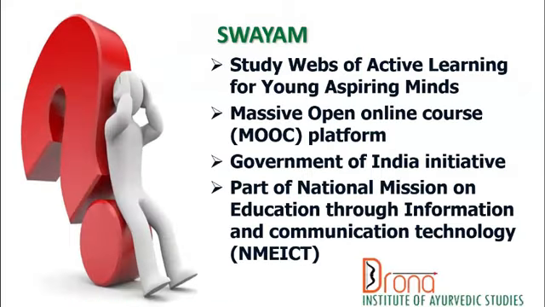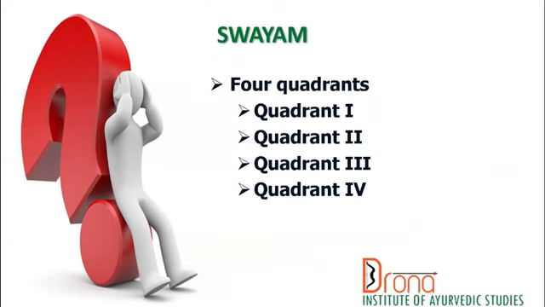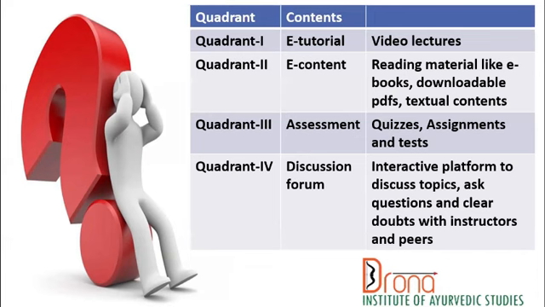So the explanation: SWAYAM is Study Webs of Active Learning for Young Aspiring Minds, and it is a massive open online course, MOOC, platform. It is a Government of India initiative as a part of the National Mission on Education through Information and Communication Technology. And it has four quadrants: 1, 2, 3, and 4.